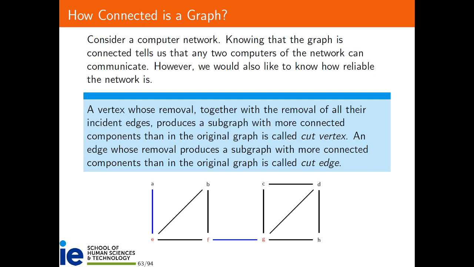Let's start with edges, which are slightly simpler. If I were to remove the edge between F and G, then you would see that we have two connected components. So the removal of the edge FG creates a graph which has more connected components than the original graph. Similarly, this happens for the edge AE on the left. Conversely, if I were to delete the edge, say, DG, then my graph would still be connected, and therefore DG is not a cut edge.